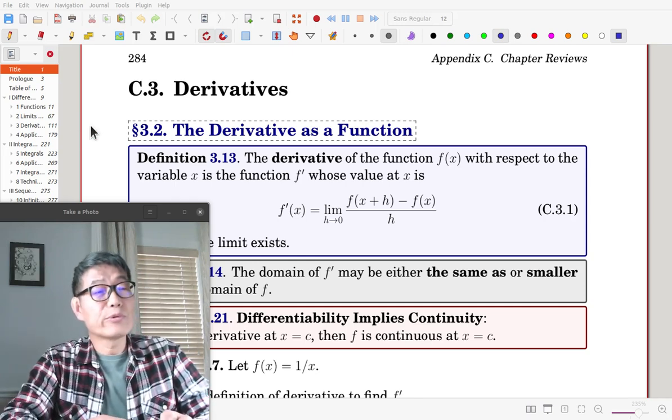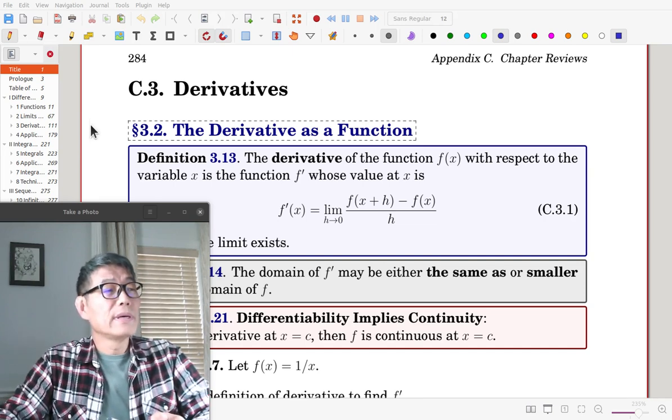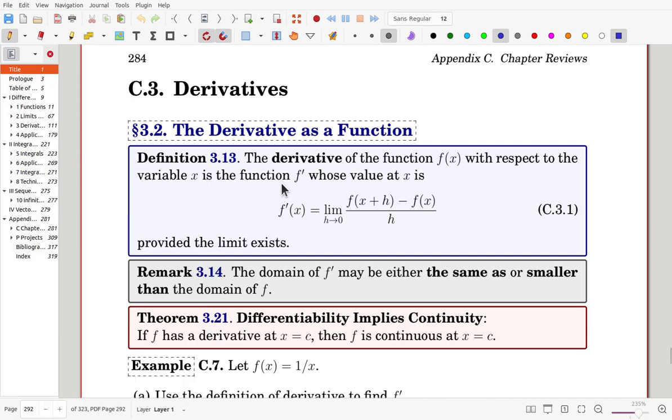This is a chapter review for chapter 3, derivatives. The derivative of a function is the function f prime, of which the value at x is this limit as h approaches 0 of the quotient. Of course, the limit should exist.